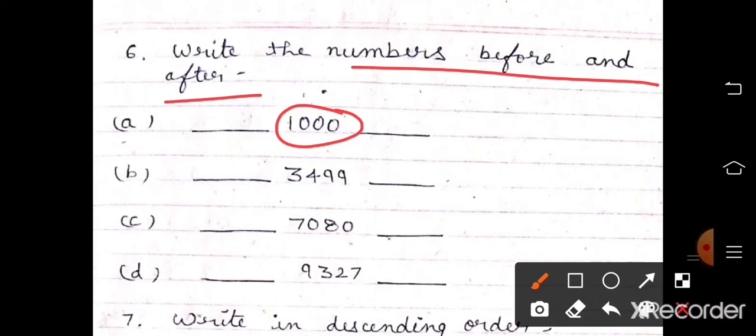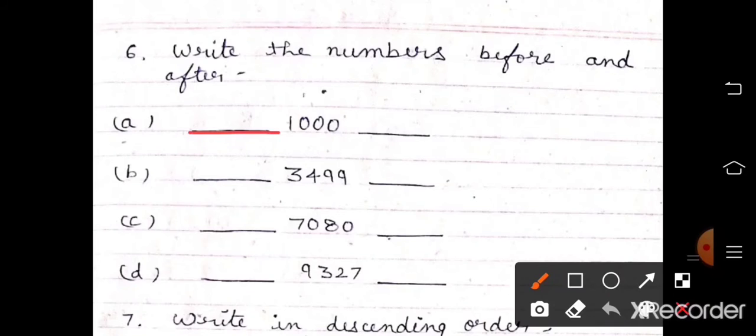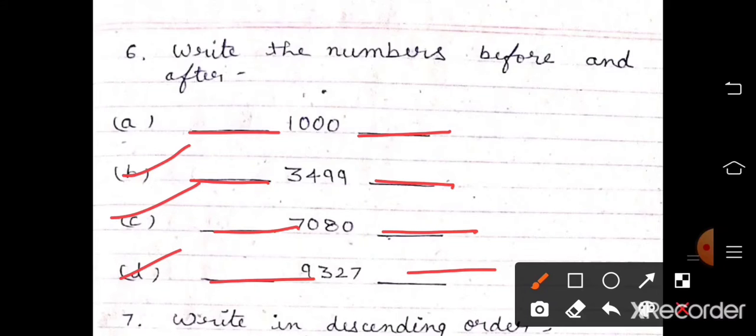Now the next, 6th question is, write the numbers before and after. A number is given here. You have to write just before and just after the number. What will come just before 1000 and what will come just after 1000? Same for B, C, D parts. Write the number before and after the given number.